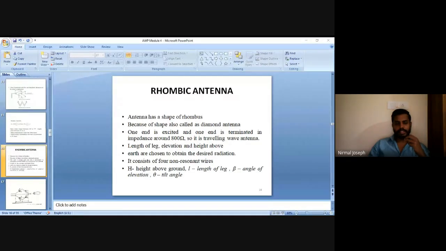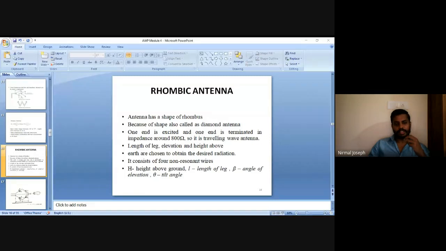Can anybody say whether a V antenna is a resonant antenna or a non-resonant antenna, or any other answer? Both. Yes, a V antenna can be set up as a resonant antenna and as a non-resonant antenna. That's the advantage of the V antenna. We can design it as either.